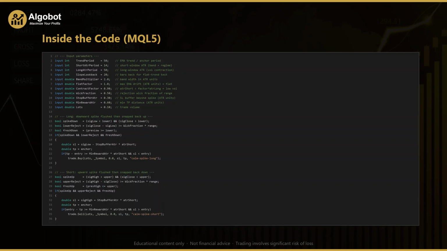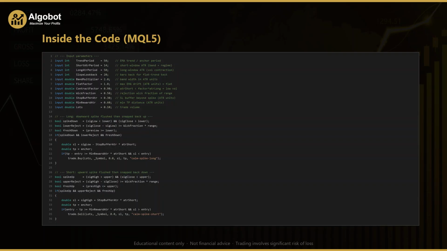Now the long block. Spike down is true when the signal bar's low is below the lower band, but its close is back above it. Lower reject confirms the close sits high in the bar's range, and fresh down confirms the previous bar's low was still inside the band. When all three are true, the stop loss is set below the spike low minus the buffer, and the take profit is the anchor. If the reward distance is large enough and the stop sits below entry, the code calls trade.buy.